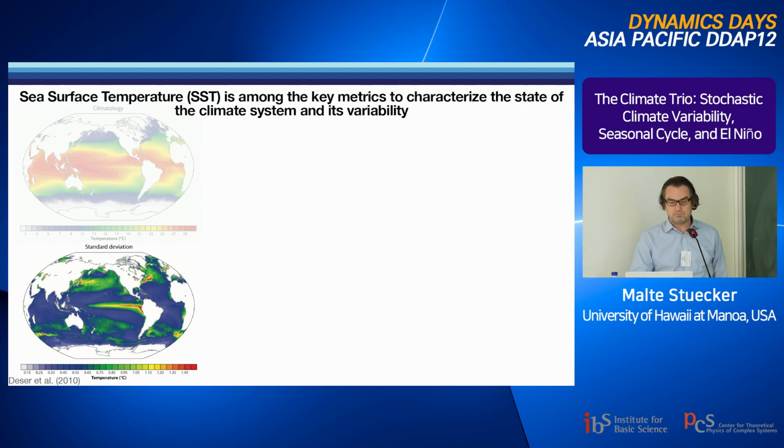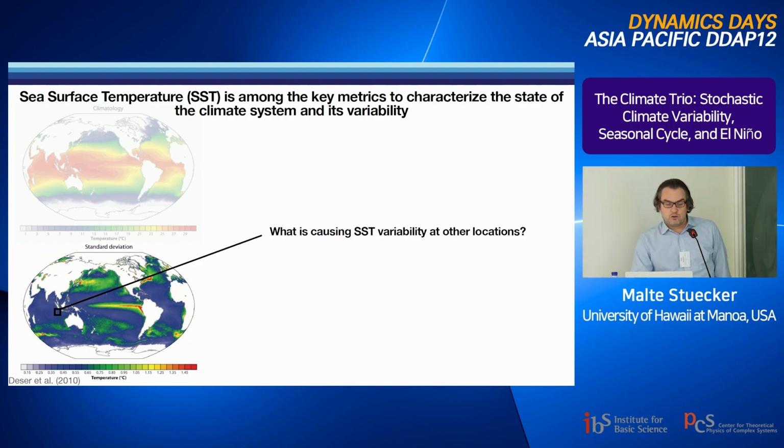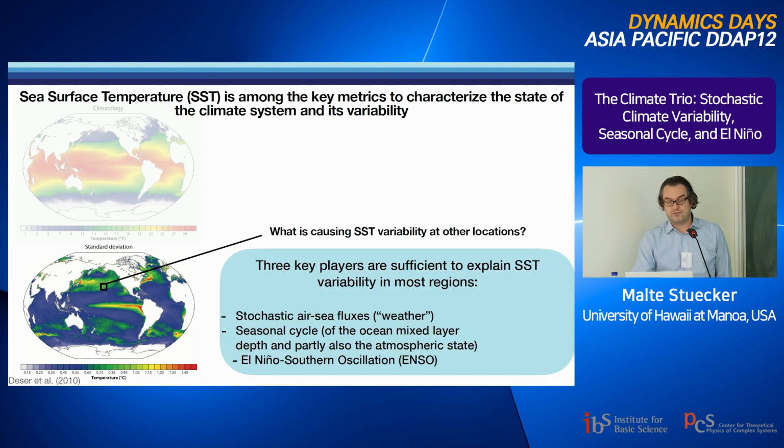Now, the question is, what is causing SST variability in other regions? So you might be interested in the Indian Ocean or the Gulf of Alaska, or maybe the subtropical gyre just north of Hawaii.